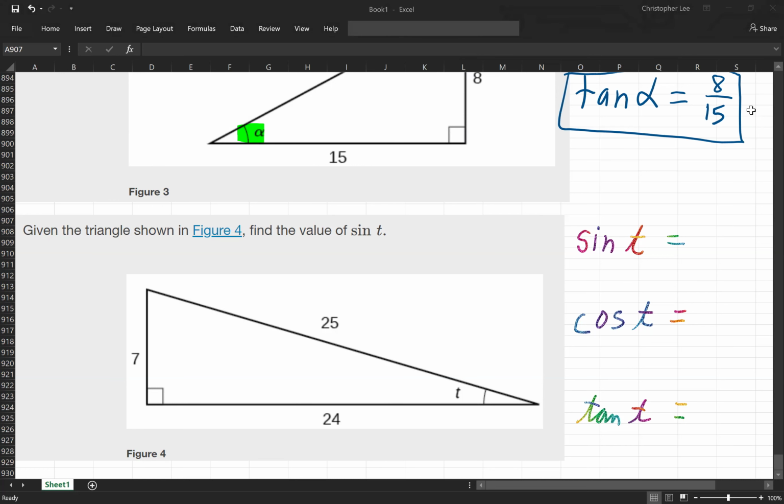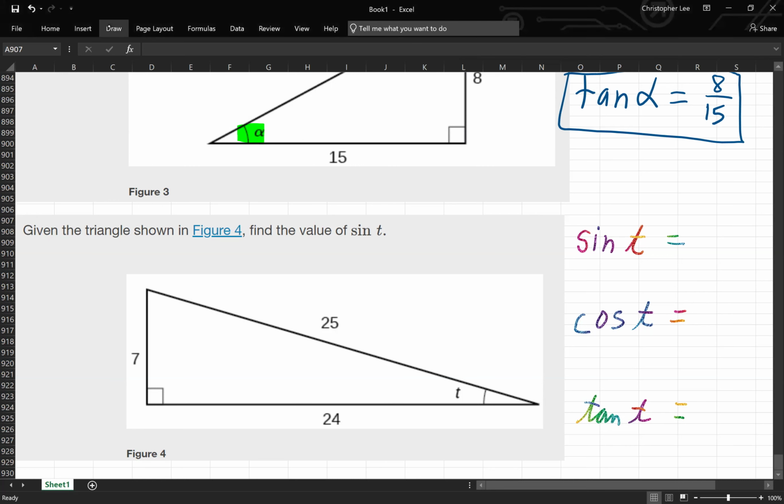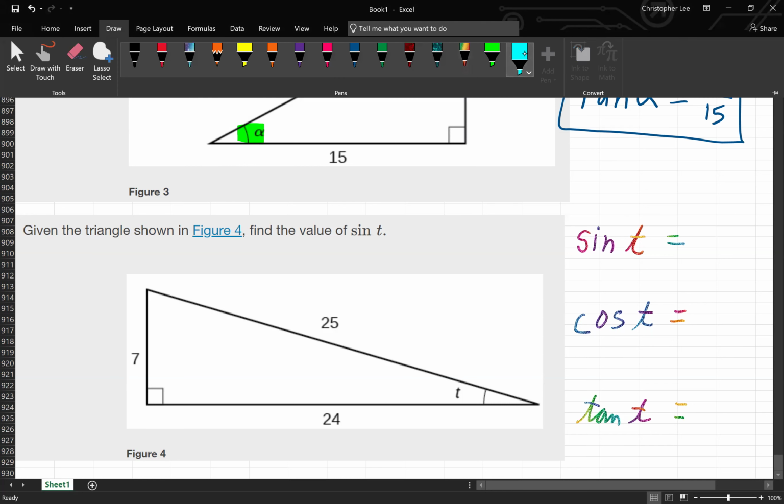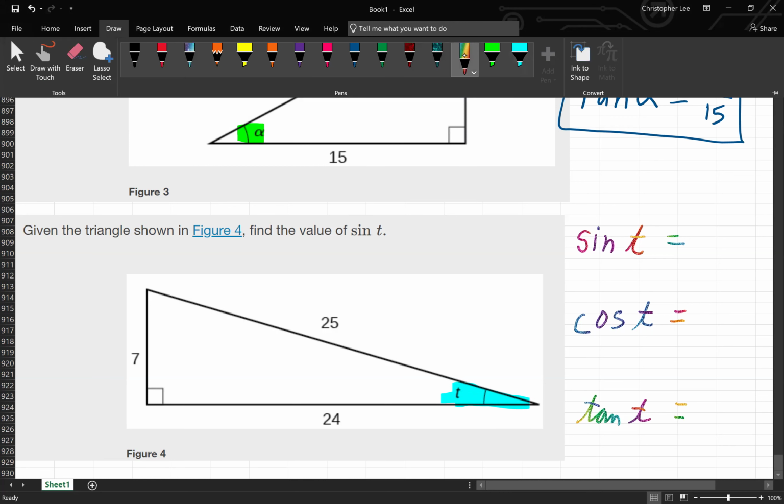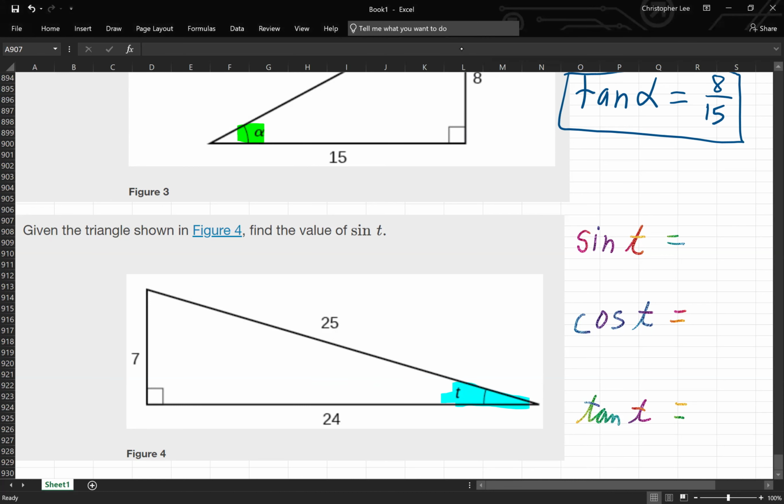All right, let's take a look. Just to be clear, this is my angle T right here. That's my angle T. And I want to know what is sine of T. Remember that sine is opposite over the hypotenuse. It's going to be my 7 over the hypotenuse, which is going to be my 25. That's it. I'm done.